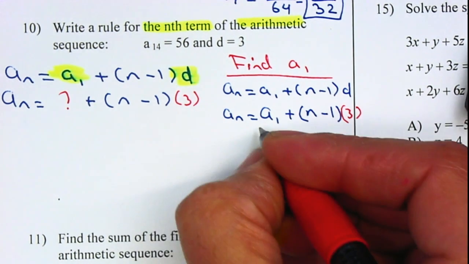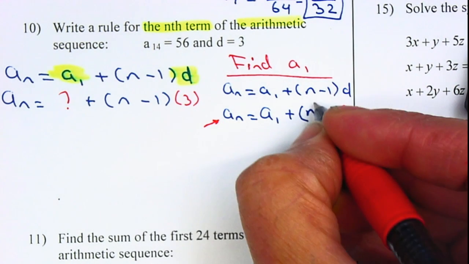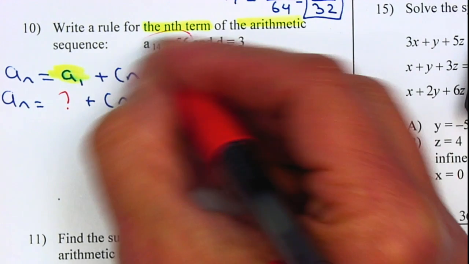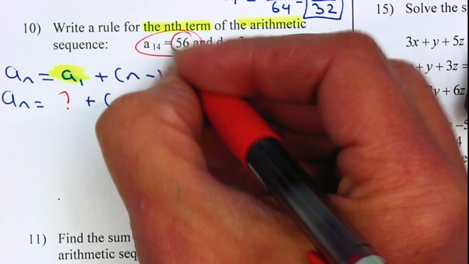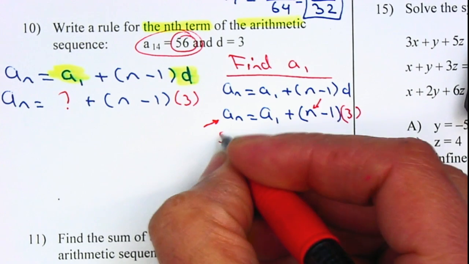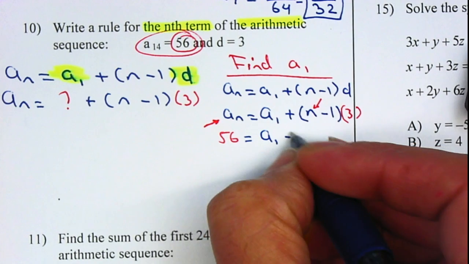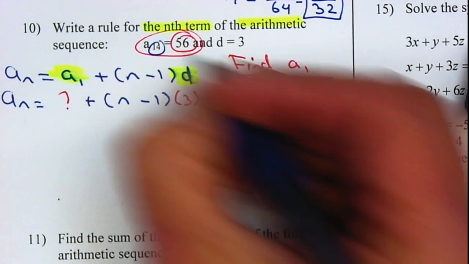Now in order to solve for a sub 1, I need to be able to replace a sub n and n so I can have only one variable. So I'm going to use the information that they give me. 56 will be the term number, or excuse me, the term. The corresponding n value for the 56 is the 14.